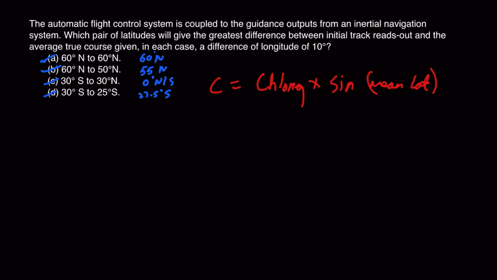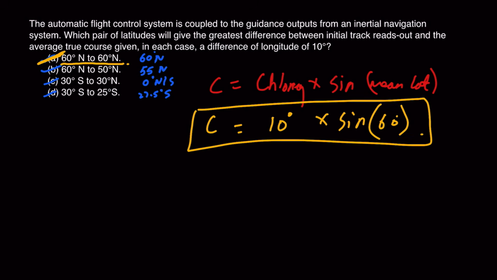So the maximum value of mean latitude comes out to be 60 north. So alpha will be correct. If I put in the formula, Shillong 10 into sine 60, this will be the value of convergency, which will be the maximum out of all these four situations. Understood? Just like the previous question, just the English is different.